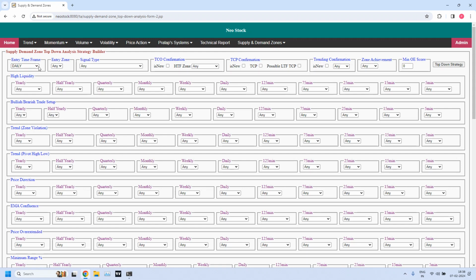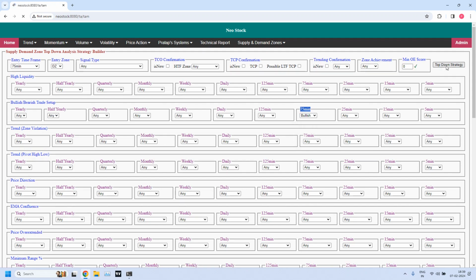In weekly income trade, your lower time frame is 75 minutes. It can be 125 or 75. I am focusing only on 75. But our software supports both. And because it is a bullish trade setup, I am selecting entry zone as a demand zone. And in bullish or bearish trade setup, in this parameter, now we have to select 75 minutes because it is LTF. And you have to select bullish.